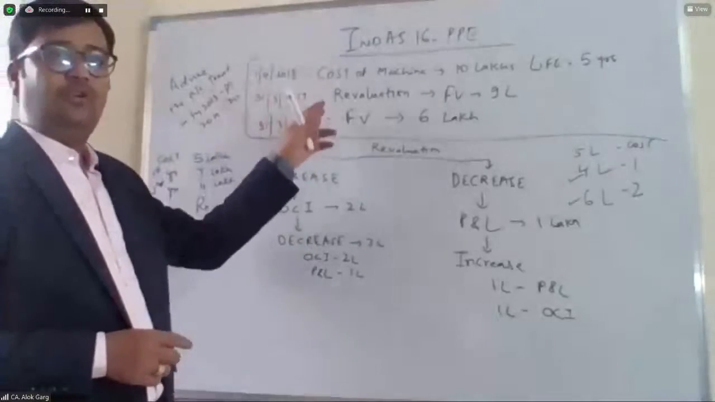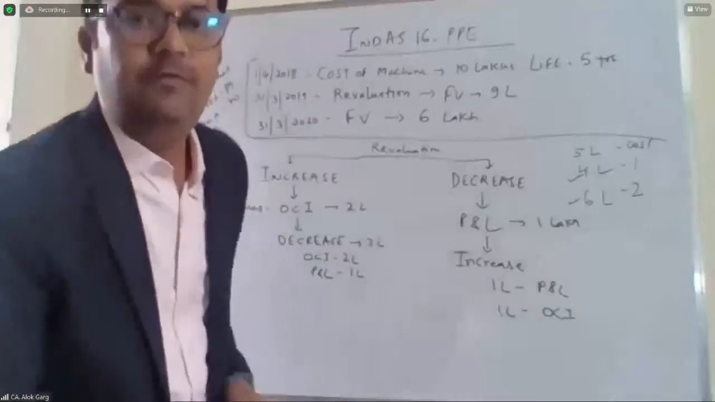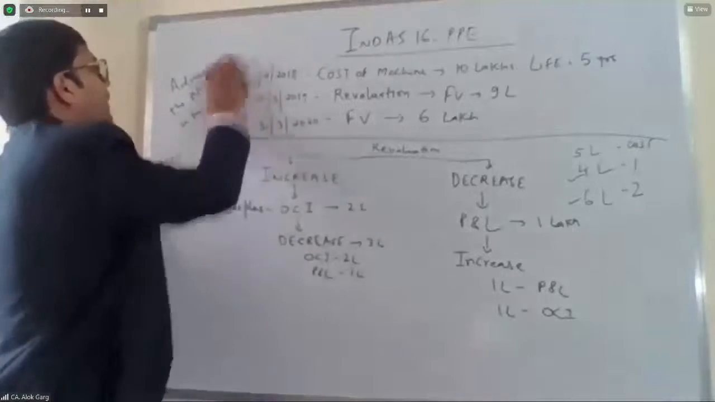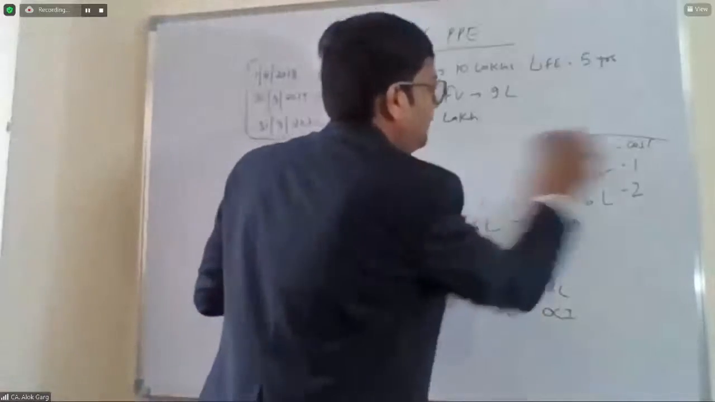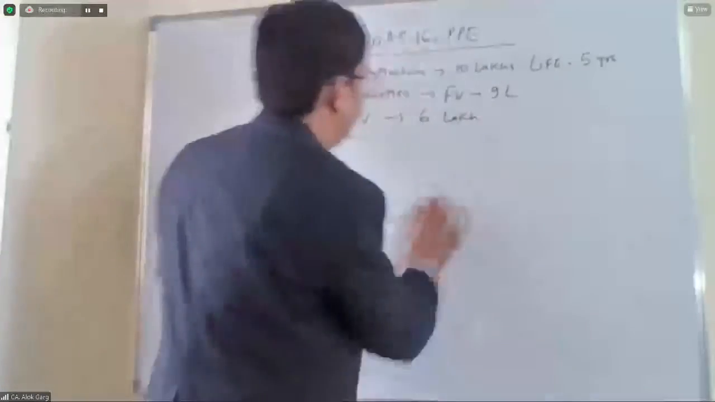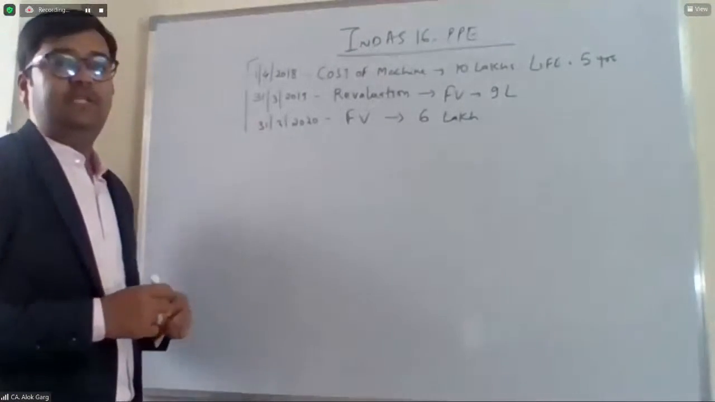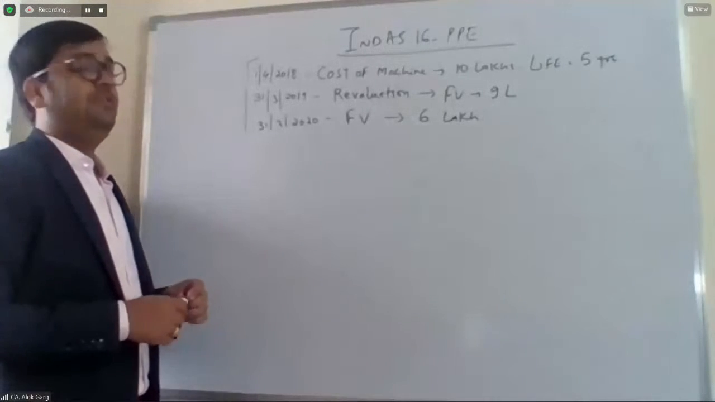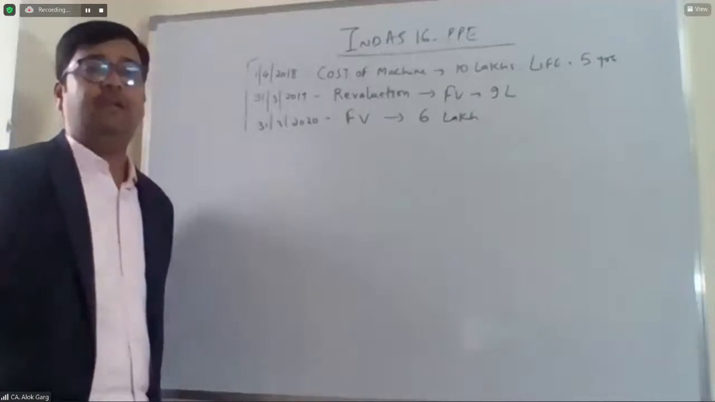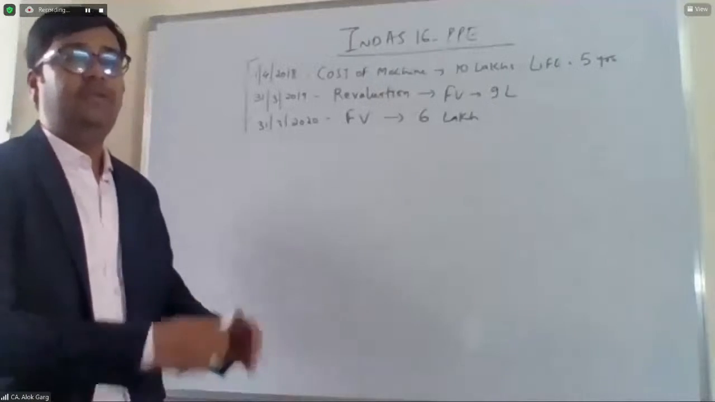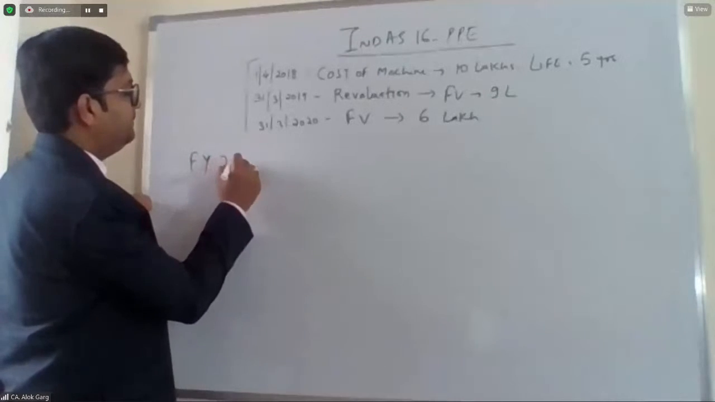Now I'll solve again for the purpose of revision. I'll solve this question, which is there on your whiteboard. Now you need to tell me the accounting treatment in financial year 18-19 and 19-20. So I'll not solve, you need to solve. On 1st April 2018, the cost of the machine was 10 lakh. Life is 5 years. On 31st March 19, the revaluation amount is 9 lakh. On 31st March 20, the fair value or revaluation is 6 lakh. So what is the accounting treatment in financial year 18-19?